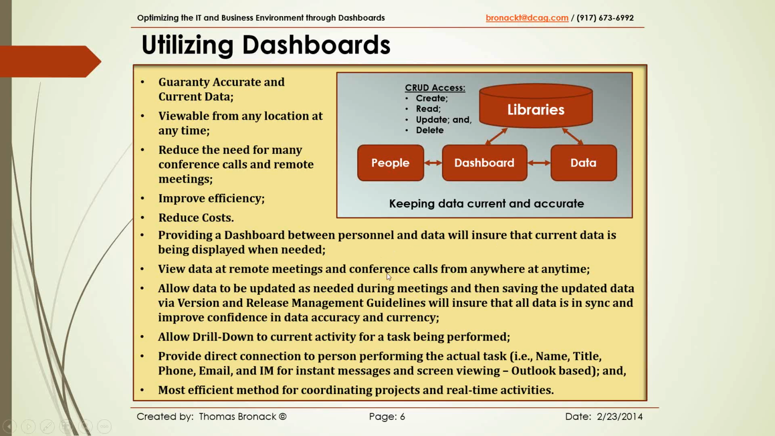During remote meetings and conference calls, anytime there was a question about something, we could simply pull up the data and everybody could examine it together. In some cases, the data allowed drill down to the current activity for a task being performed, and it allowed you to connect directly to the person. If you see the person's name there, you can click on link, and it would give you the name, the title, the phone number. But I'll show you we can do it many ways. And we found that this was the most efficient method for coordinating projects and real-time activities.